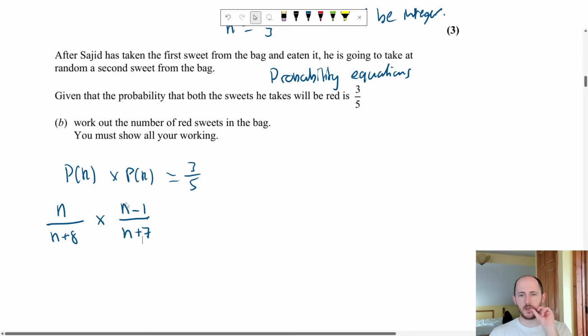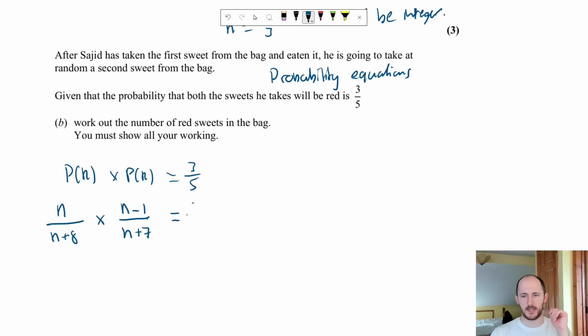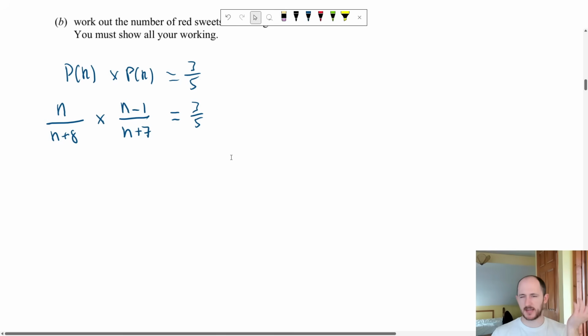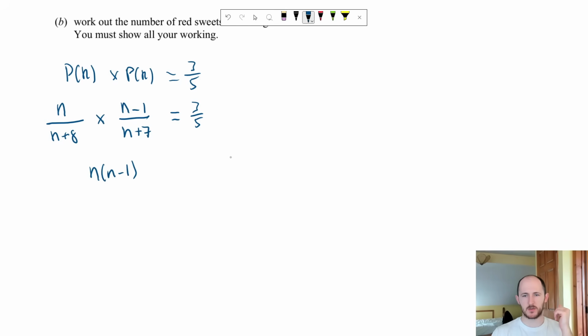Again, the reason why I've taken away one from the top is because we've taken away one of the red sweets, so it's n minus 1 red sweets left. And it's n plus 7 because it's just n plus 8 take away 1, because we took away 1. Equals 3/5. I would then, again, this can take a while, combine the fractions to make it like this. So when you're timesing, just remember you just times the top and bottom.